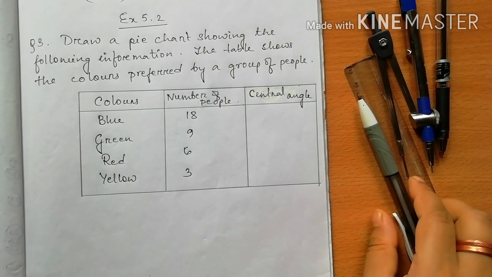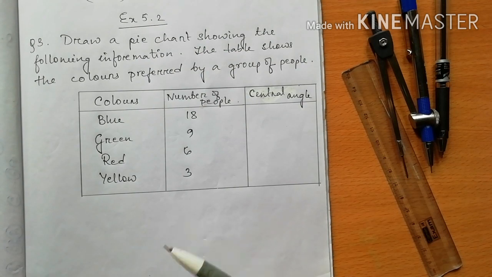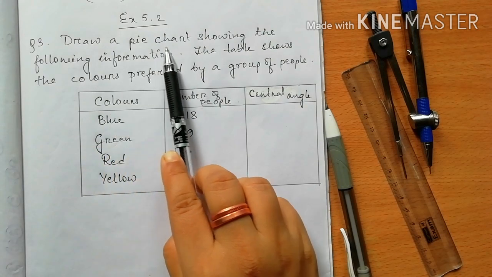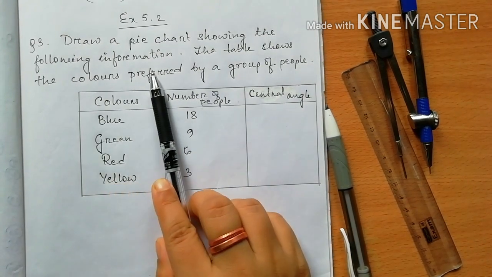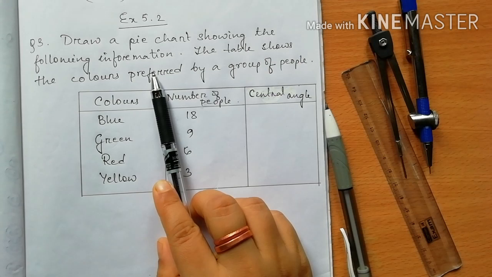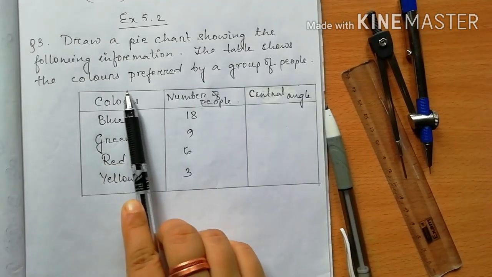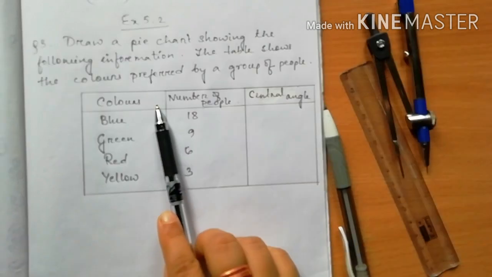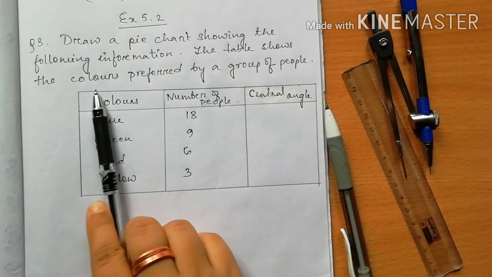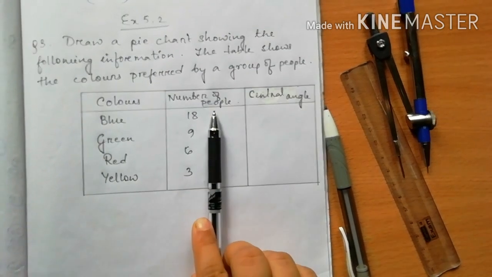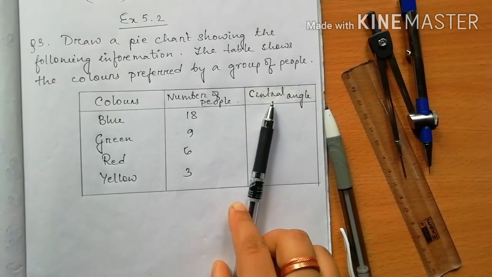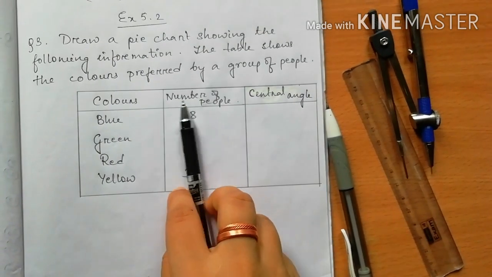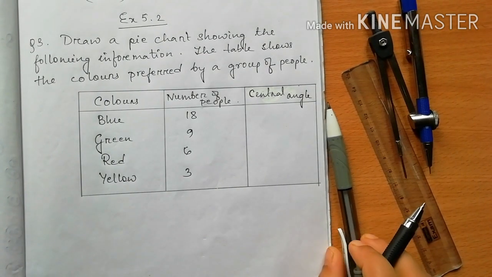Next question, exercise 5.2, question number 3. Let us first understand the question. Draw a pie chart showing the following information. The table shows the color preferred by a group of people. This table is given to us. I have included one more column called central angle. So let us learn how to find the central angle and how to draw the pie chart.